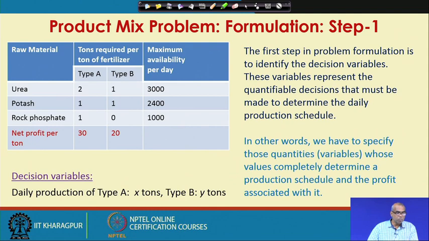So, here the choice is obvious. We are asking the question how many tons of A and how many tons of B should be produced. So, let the decision variables be daily production of type A x tons and daily production of type B y tons. So, these are decision variables for my problem.